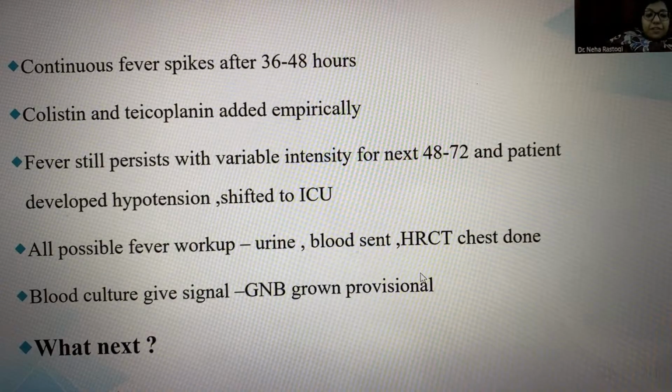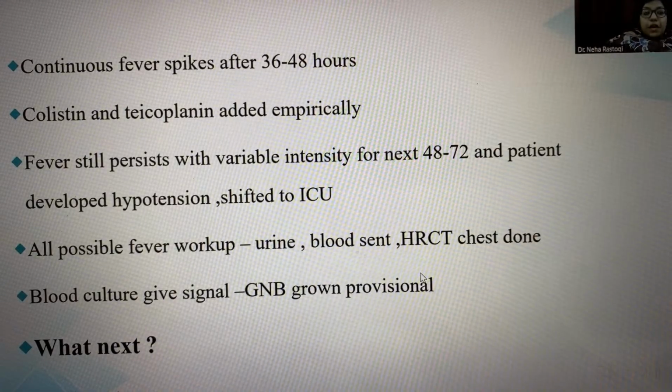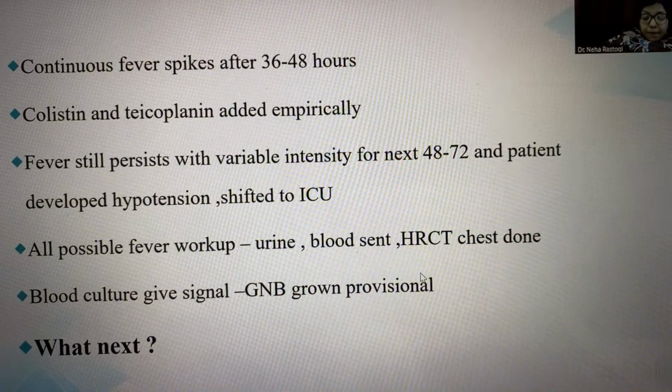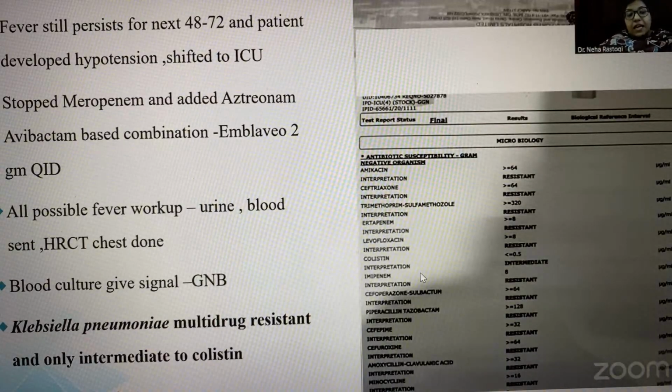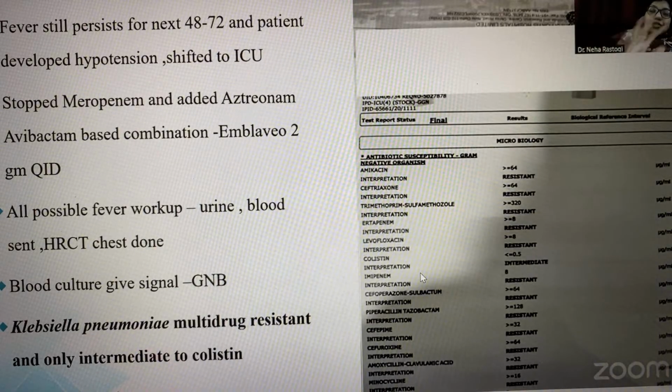The patient was still having fevers, and after all possible workup, after almost 36 hours, the blood culture gave a signal showing gram-negative bacteria. Since fever was still persisting and the patient developed hypotension on the existing antibiotic combination, we eventually had to stop the meropenem because antibiotic susceptibility testing was still taking one more day. We added an aztreonam-avibactam based combination, which is available nowadays. The blood culture finally grew Klebsiella pneumoniae, which is multi-drug resistant and only intermediate to colistin.